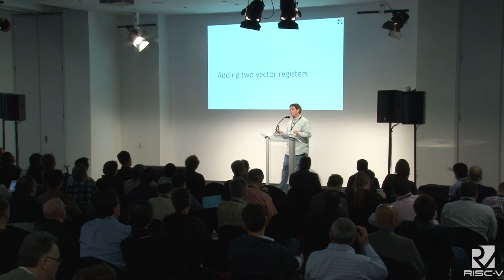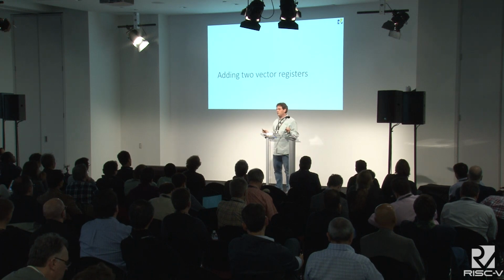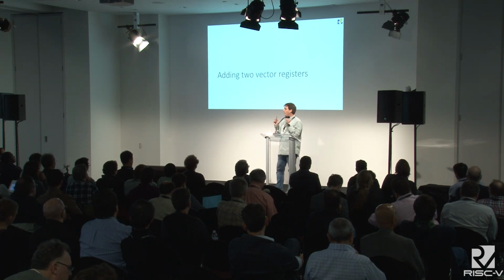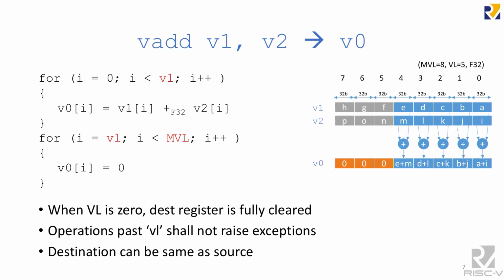Okay, so let's start at the very basics. For those of you still lost, what is this vector thing? I want to add two of these vector registers. Well, this would be the assembly for the instruction: vector add v1, v2, and produce a register in v0. On the left, you've got the semantics in pseudo C. And if you don't like to read C, you can look at the picture.